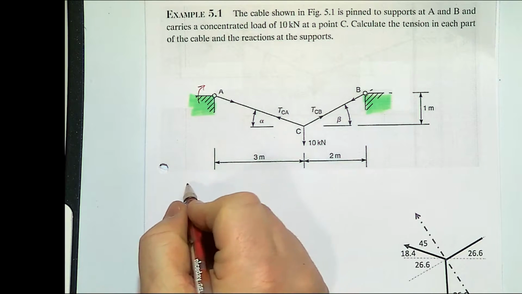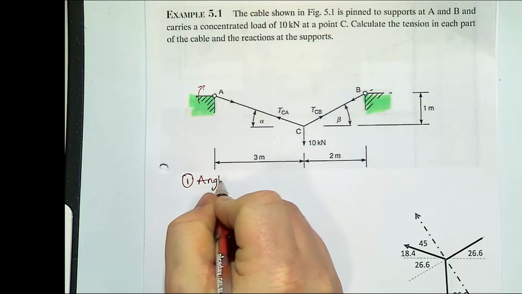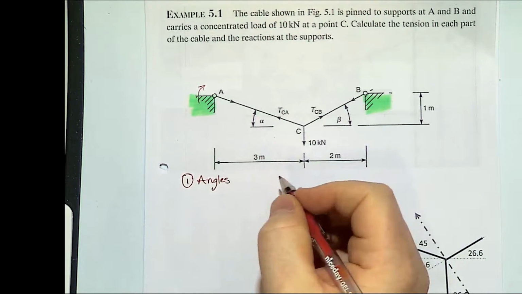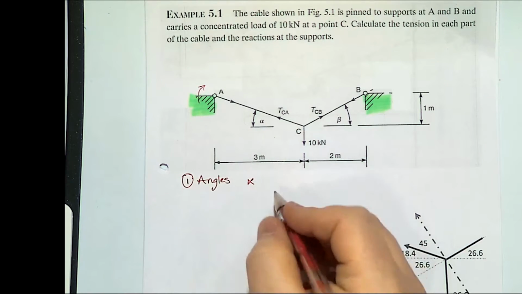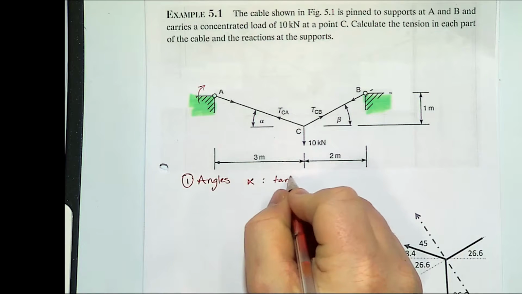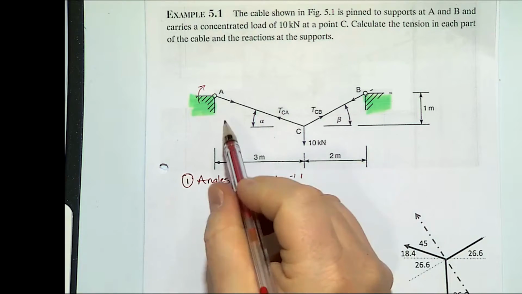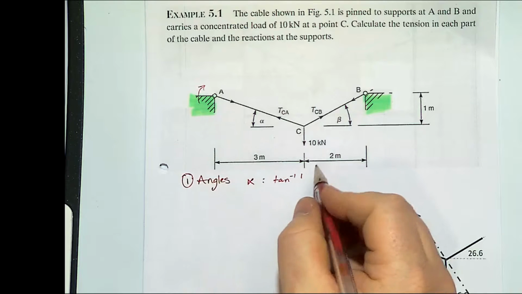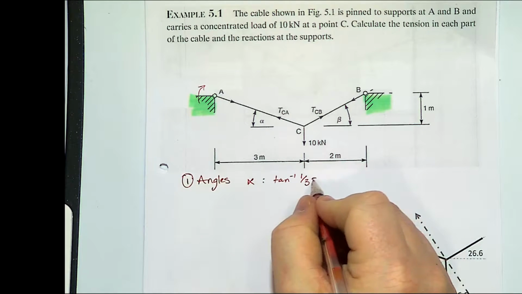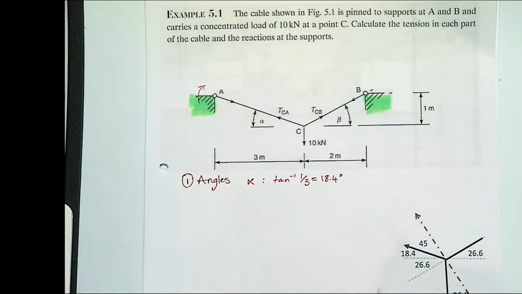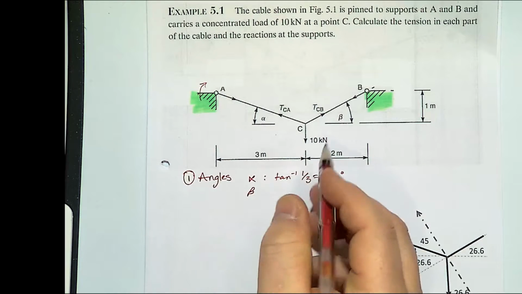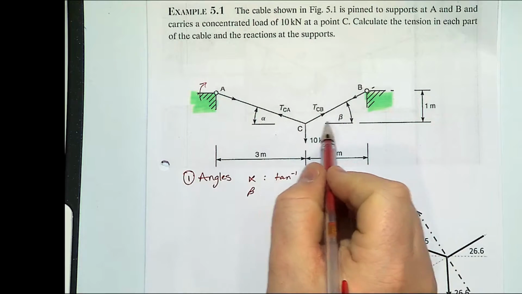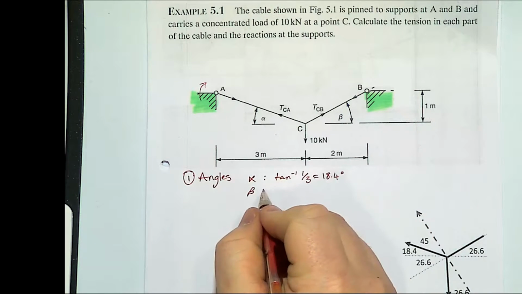So first we'll find the angles. So alpha, if you do the inverse tan of 1/3, gives us 18.4. And similarly, B, inverse tan of 1/2.